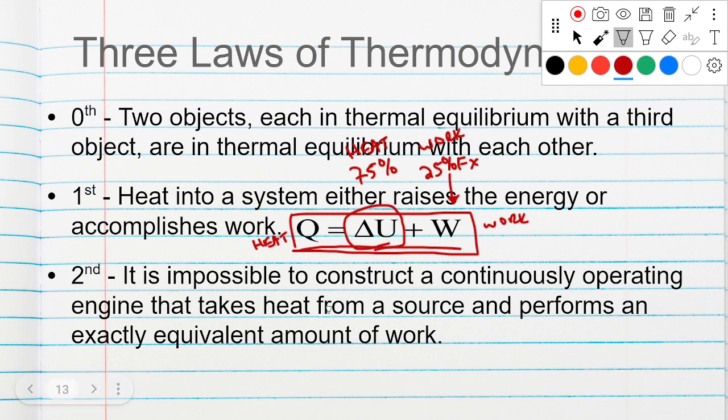All right, down here the second law says it's impossible to construct a continuously operating engine that takes energy from a source and performs exactly that much work. Okay, you never get 100% efficiency. You're always going to have some loss. But here I'm losing 3/4 of my energy in an internal combustion car engine. So that's not all that great. It works, we do it, but maybe we'll have a better way someday.